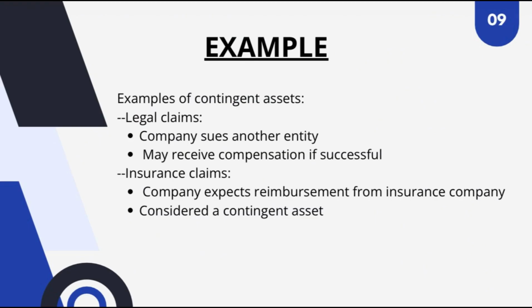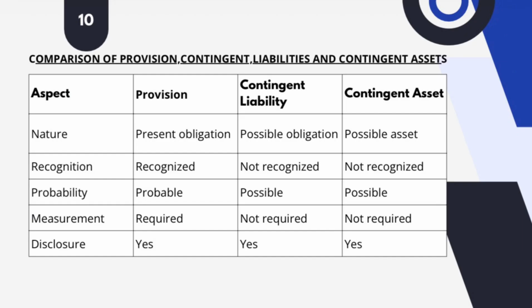Here are some examples. First, legal claims. This refers to a situation where a company suing another entity may receive compensation if the case is successful. Next, insurance claims. This involves a situation where a company expecting reimbursement from an insurance company may have a contingent asset. Now, let's compare this with other related items.